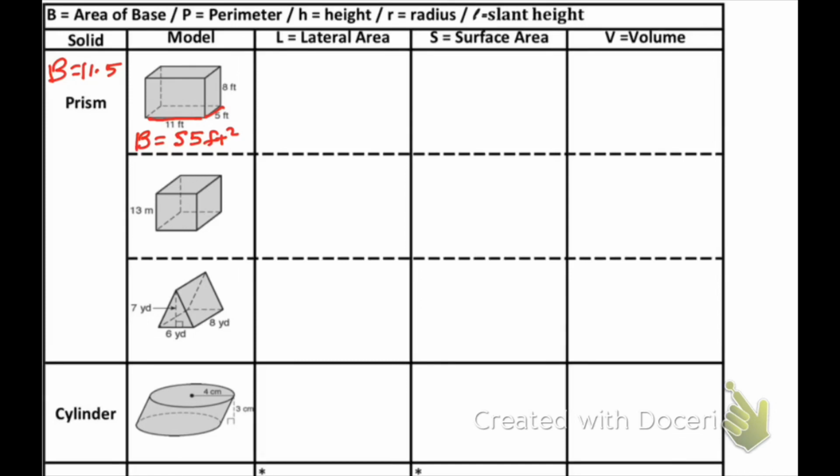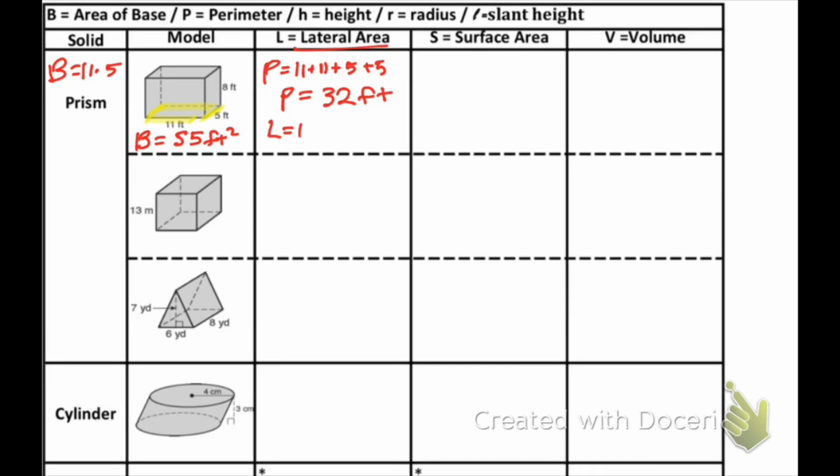Now let's calculate the lateral area. But to calculate the lateral area, I need the perimeter of the base. So the perimeter of the base, I have this side, which is 11. I have 11 on that side. I have 5 and 5. So I get 11 plus 11 plus 5 plus 5. We're going to do 2L plus 2W. I'm just doing it the straightforward way. And the perimeter of the base, that gives me 32 feet.